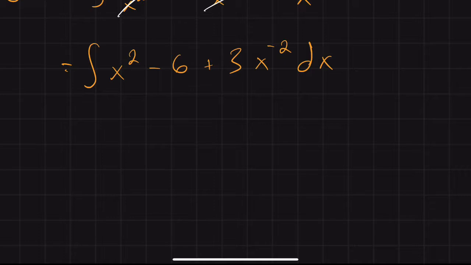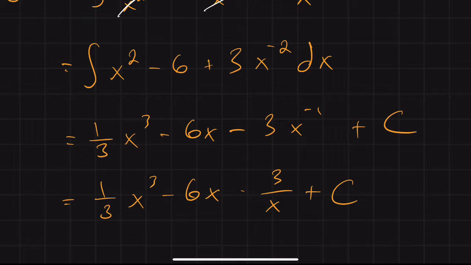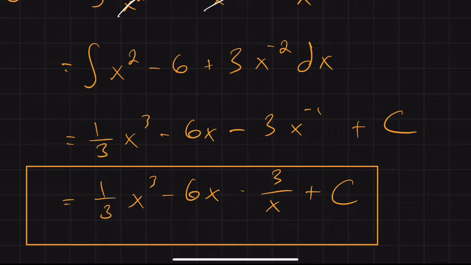To find the antiderivative of x squared, we're going to use the power rule. Add 1 to the exponent, making it a 3, and then multiply out front of the x cubed with that reciprocal, 1/3. For the negative 6, all you have to do is multiply that with an x. And then for 3x to the negative 2, add 1 to the exponent to make it a negative 1, and then divide the 3 out front by a negative 1. That would just flip the sign to negative. And then don't forget the plus c at the end. You might then want to rewrite that negative exponent as 3 over x. And that would be the final answer.